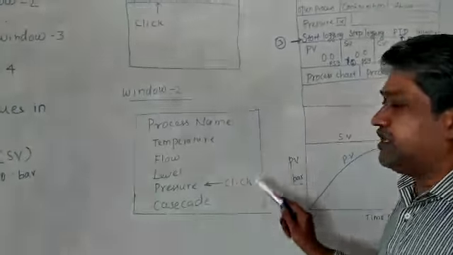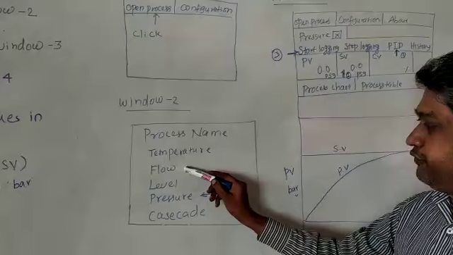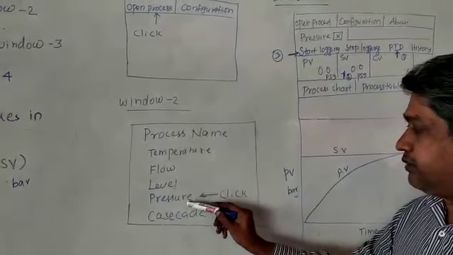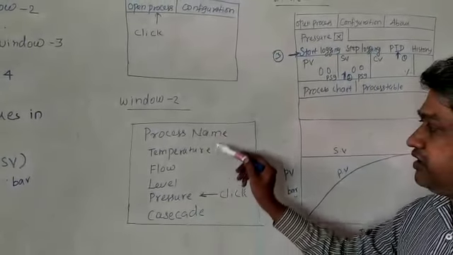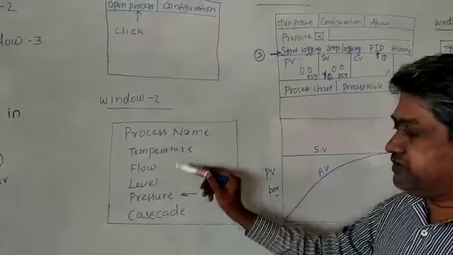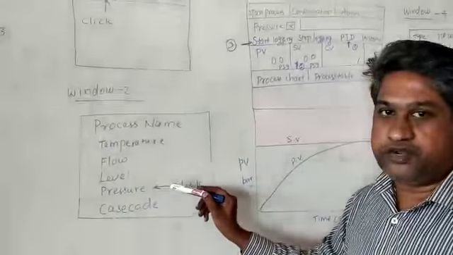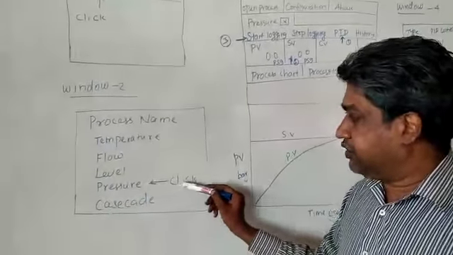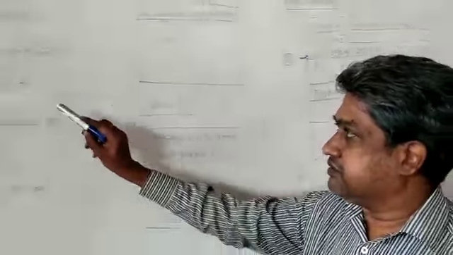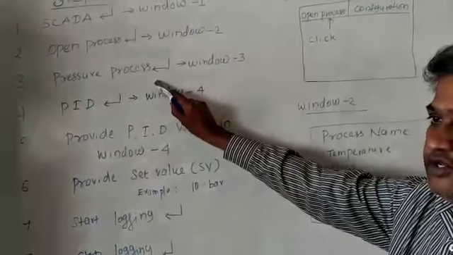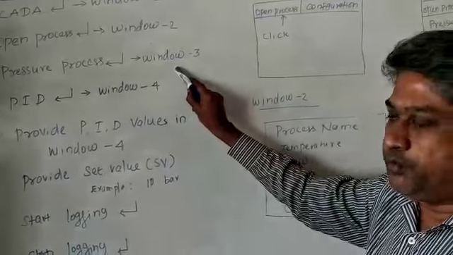In window 2, you can see different process names: temperature control, flow control, level control, pressure control, and cascade control. So within a single software, we are able to control different parameters. Now I'm going to explain how to control the pressure system. Here I'm going to choose pressure control. You just have to click pressure. The third step is that I select the pressure process, and the third window will open.